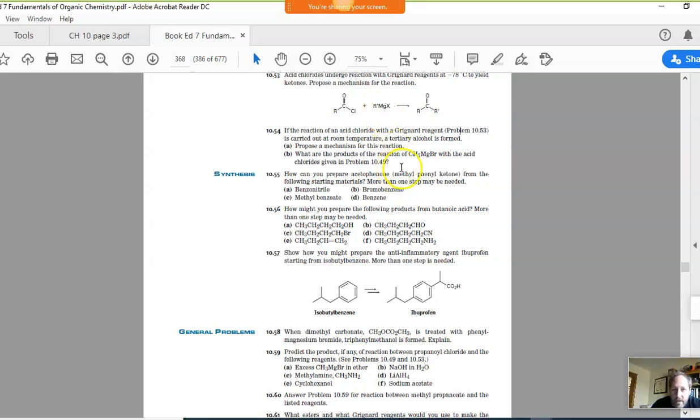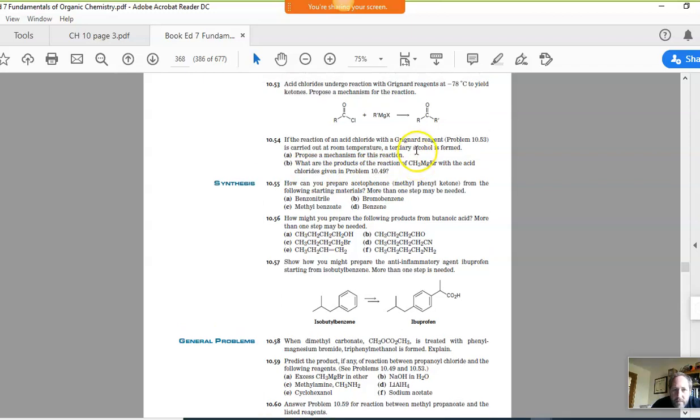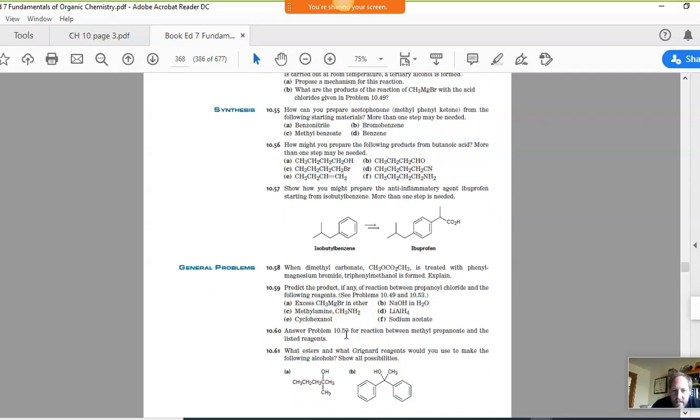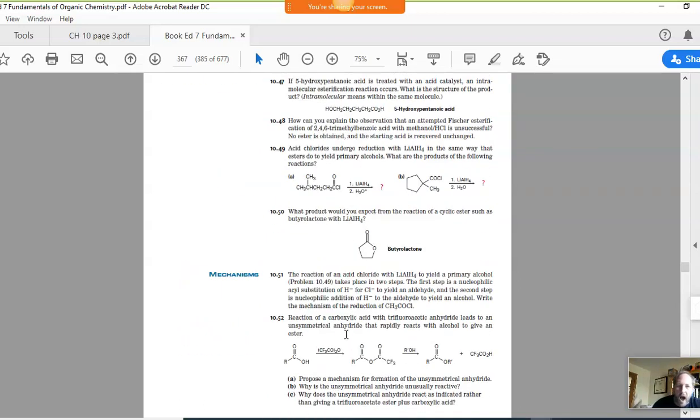See, and then right here, he says, propose a mechanism. What are the products in the reaction with the acid chlorides? So it's implying it's only 1 equivalent. But here, when they say excess, they're implying a lot of it. So again, I would clearly say 1 equivalent or 2 equivalents on the exam.